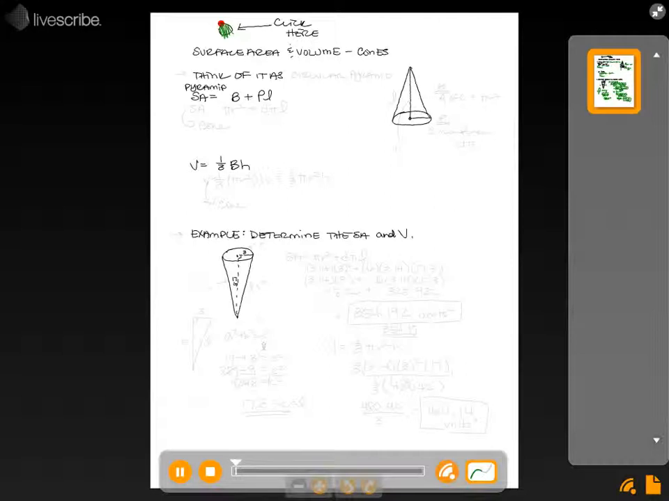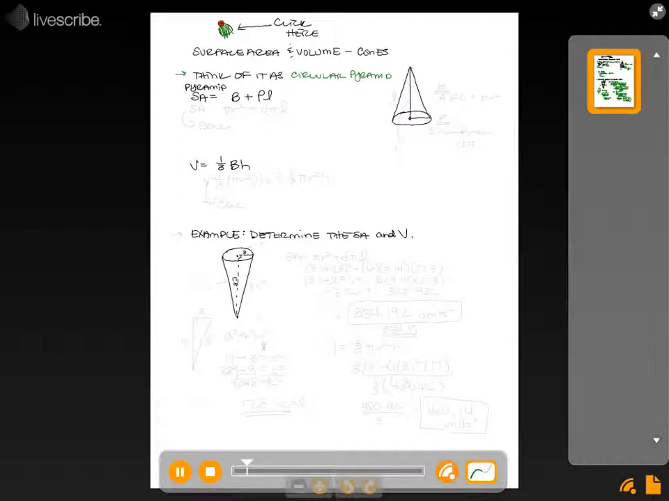Okay, we're going to talk about the surface area and volume of cones in this video. And a cone is like a pyramid, and that's how we're going to think of this. First thing I have here is think of it as a circular pyramid, which is similar to how we thought of a cylinder. A cylinder was a circular prism, so we can think of a cone as a circular pyramid. We're going to do the same thing.